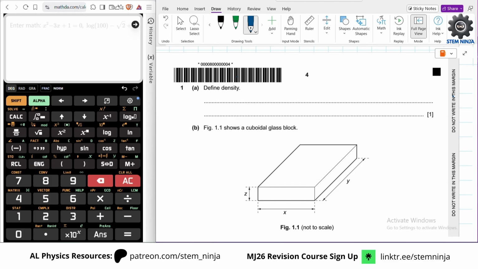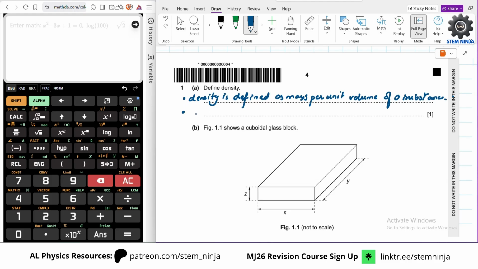Okay, so question number 1. Define density. There are two ways to define density. Density is defined as mass per unit volume of a substance.